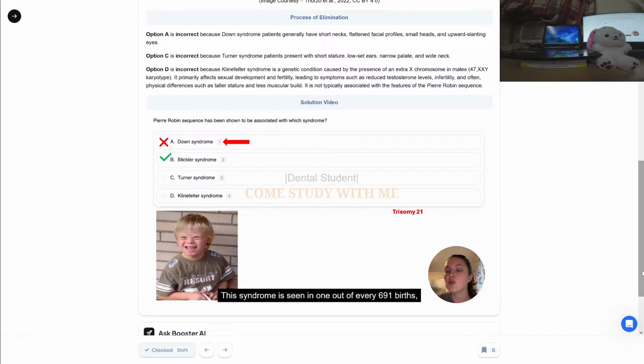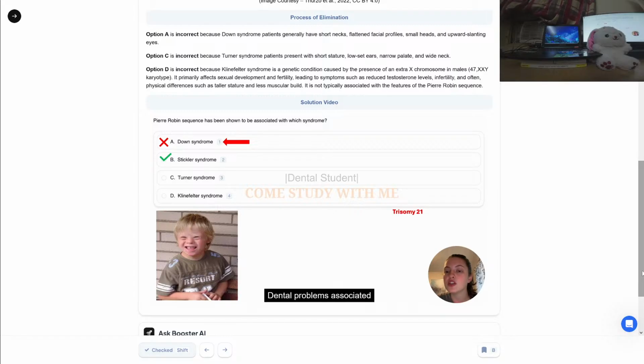This syndrome is seen in 1 out of every 691 births, and the risk for this syndrome increases as the age of the mother increases as well. Symptoms of this condition include a flattened face, almond-shaped eyes that slant upwards, a protruded tongue, a short neck, mild to moderate intellectual disabilities, musculoskeletal and movement problems, congenital heart disease, and shorter than average height.